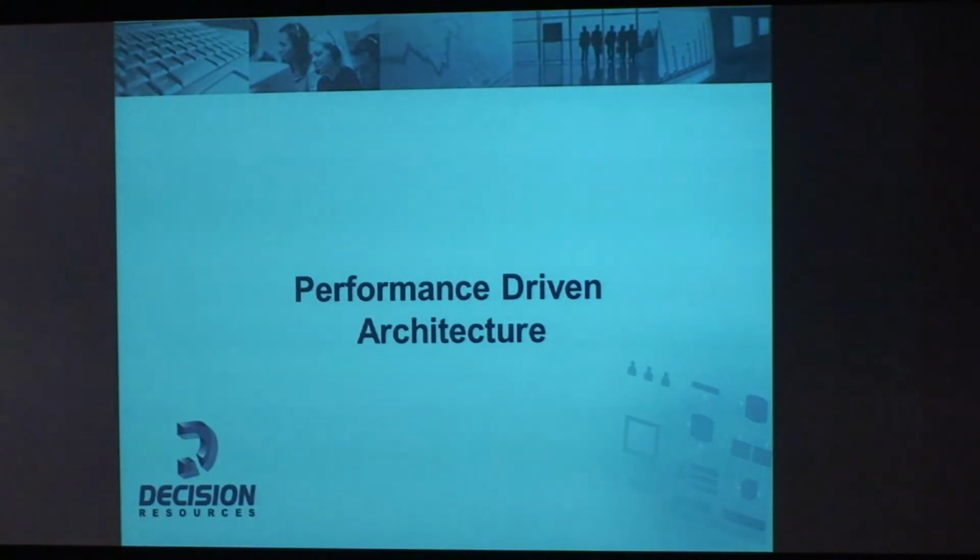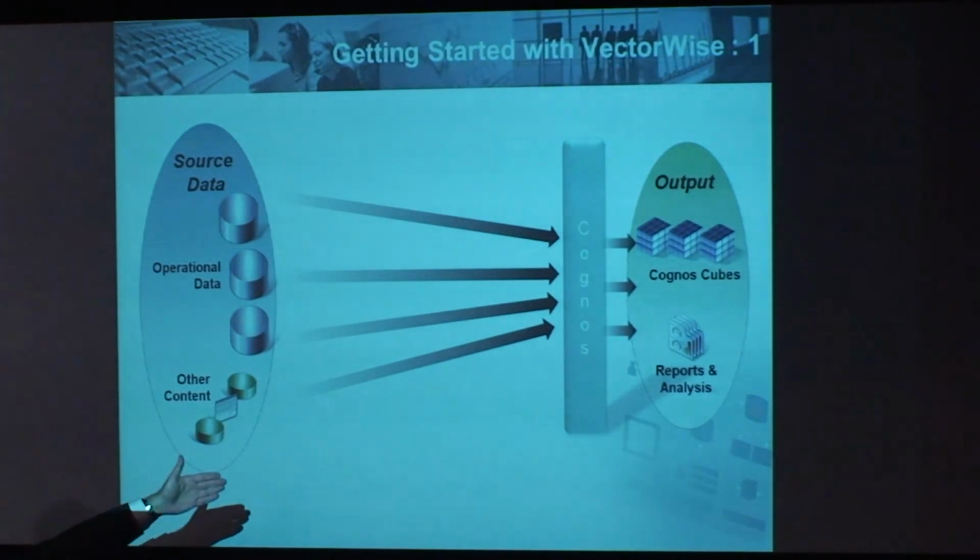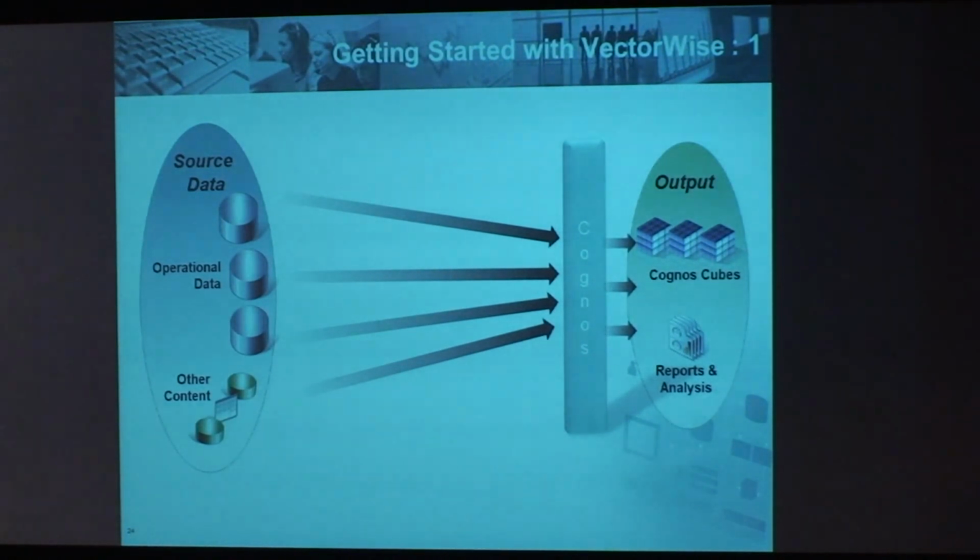A performance-driven architecture. In the Cognos environment, there are two scenarios that we tend to come across typically. The first of them is where you have a large amount of operational source data, as you see on the left-hand side, and we're reporting directly into the Cognos environment that you see on the right. From that Cognos environment, we're generating cubes, we're generating reports, and we're putting that information into the hands of the end users. How can we improve this picture?